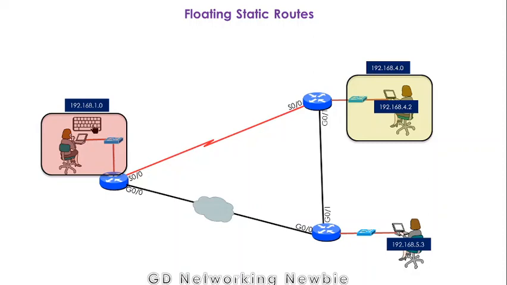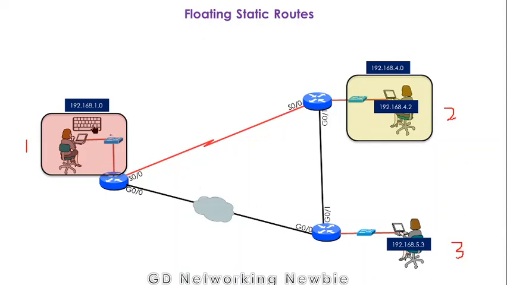For today, to understand floating static routes, let us consider this scenario where we have different networks. We have different subnets actually. You can see there are 3 different subnets, and they are connected with different connections by using routers. For example, we have maybe this one subnet, this is second, maybe this third.